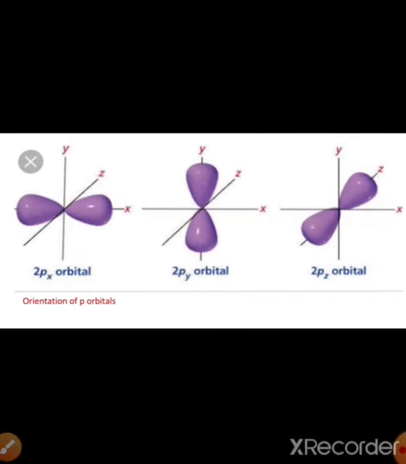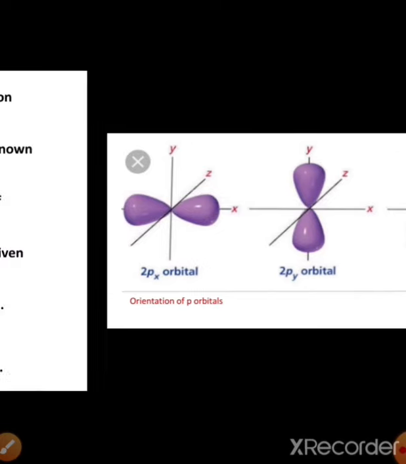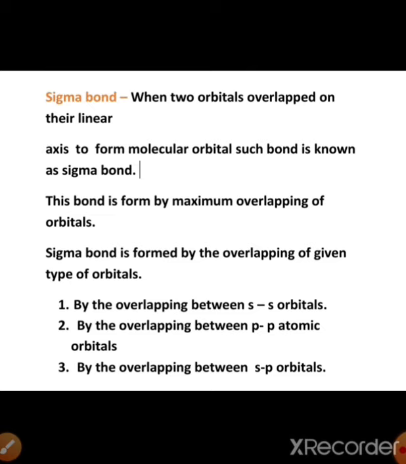Now you can see the different orientations of P orbitals. First is along the x-axis, second is along the y-axis, and third is along the z-axis. Now we have to know about the difference between sigma bond and pi bond.